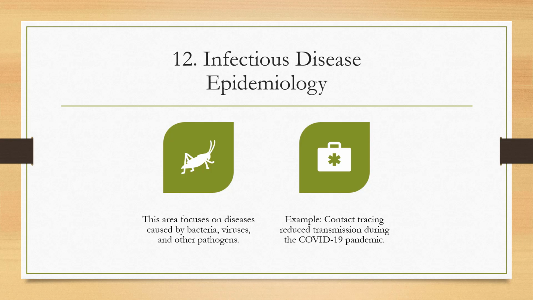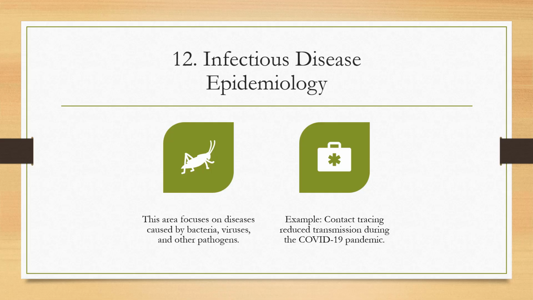Infectious disease epidemiology focuses on diseases caused by bacteria and viruses. During the COVID-19 pandemic, contact tracing was widely used. Public health workers identified people who had close contact with infected individuals and encouraged them to isolate or get tested. The goal was to interrupt the transmission chain before more people became infected.